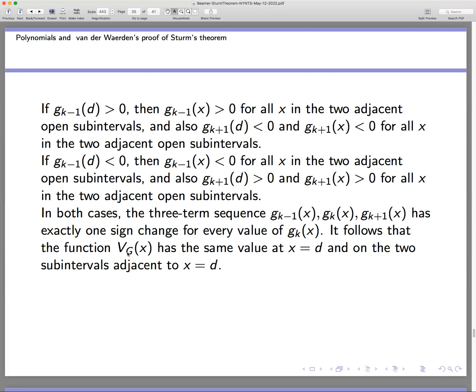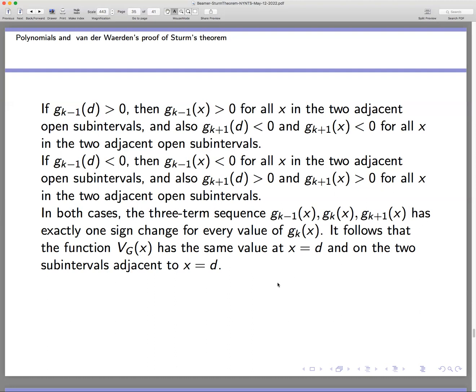So this V_G of x function, the number of sign changes, has the same value. Actually, this is a little bit stronger than what I just said. The number of sign changes in the G sequence has the same value at x equal d and on the two subintervals adjacent to x equal d, whenever d is a 0 of a polynomial in the G sequence other than G_0. So there's no change.